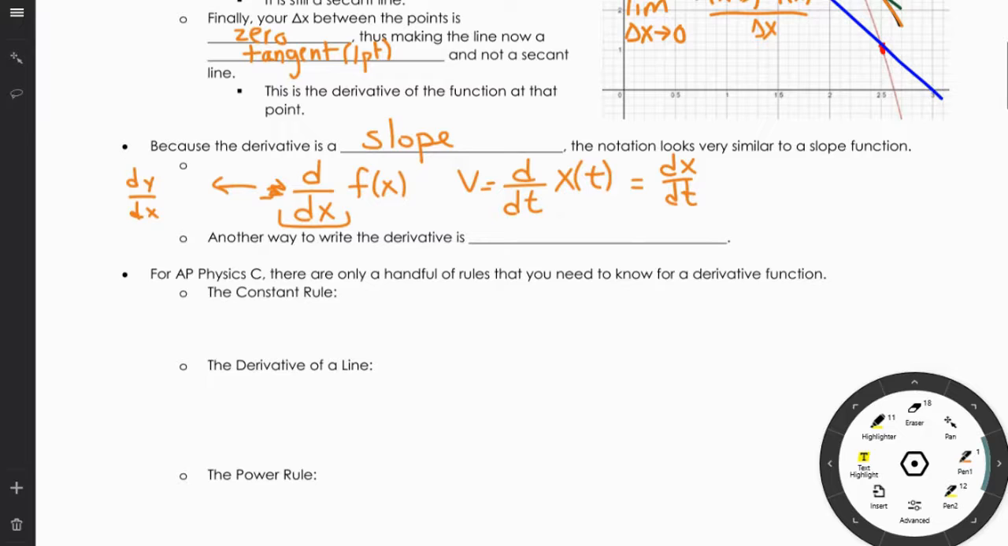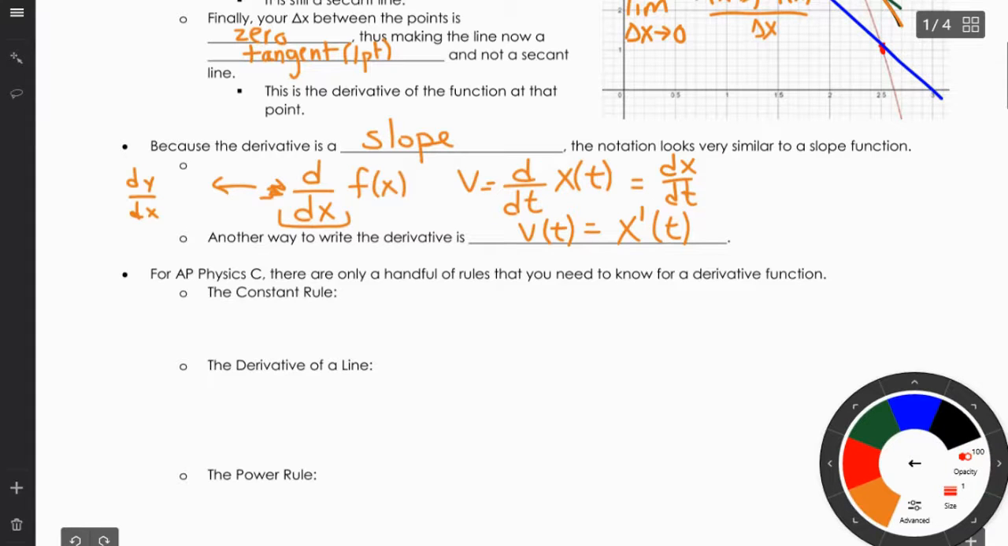Some other ways that you can write the derivative is you can use a prime notation. So if I want to say the velocity as a function of time, I can just say it's the derivative of position. And this little notation, if you remember back in geometry when you did transformations, this is that prime notation. It's like a little apostrophe.